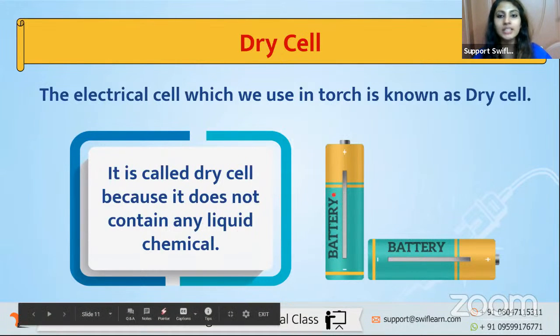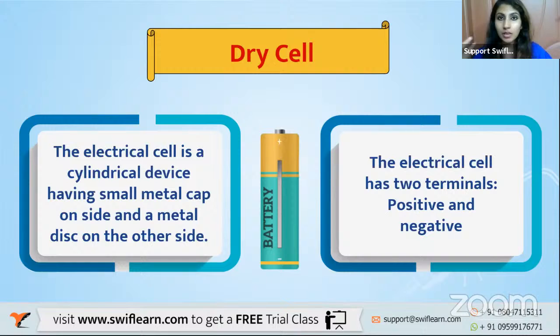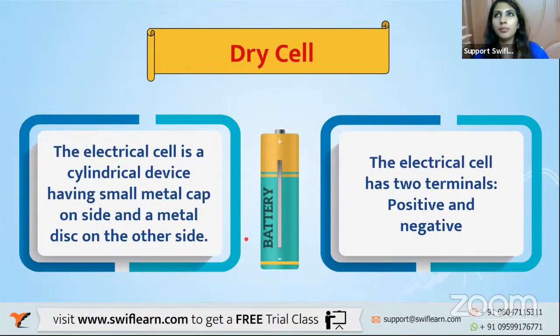Okay, very good. Now let's see some characteristics of a dry cell. How exactly does it look? What all is present in it? We'll look into an overview. Now this electric cell is a cylindrical device. You have seen this battery cell in your remote, and maybe in the alarm clock which you use. All that, you'll be seeing this dry cell, right? This electric cell is a cylindrical device.